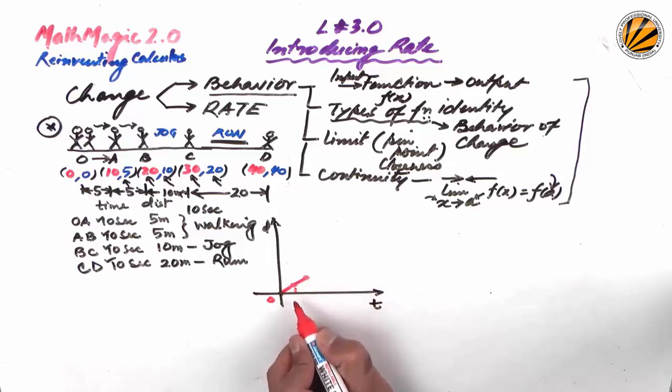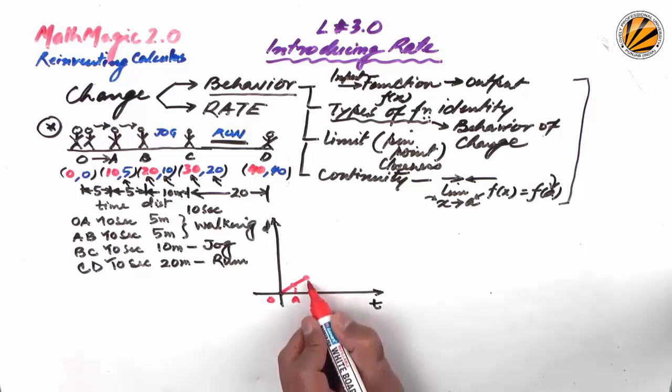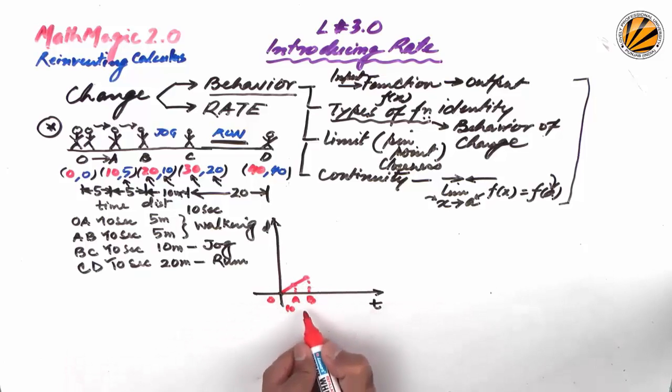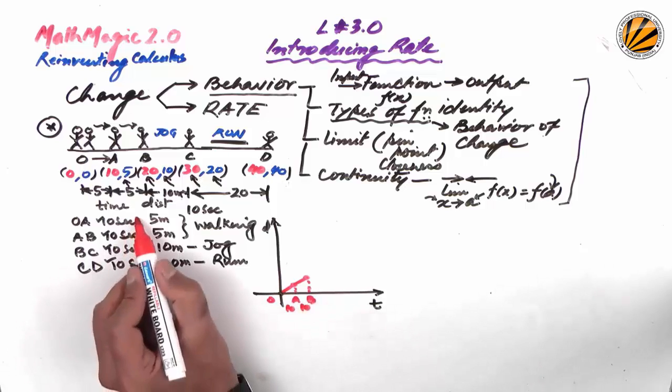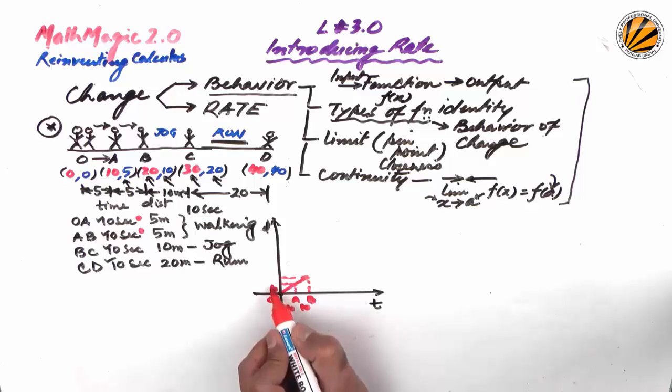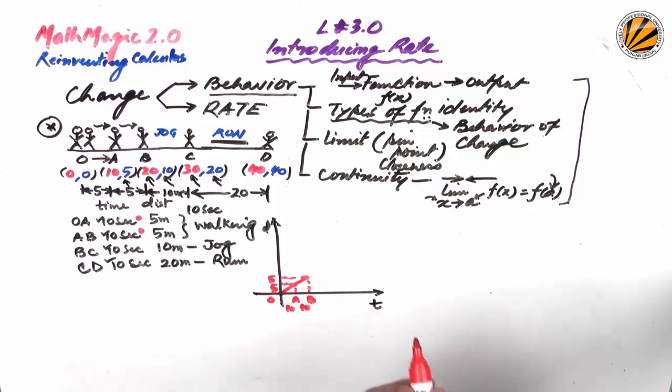It is all same. This is point A and this is point B. The time elapsed between A and B is again 10 seconds, 10 seconds over here. The distance traveled by him was 5 meters and 5 meters again.